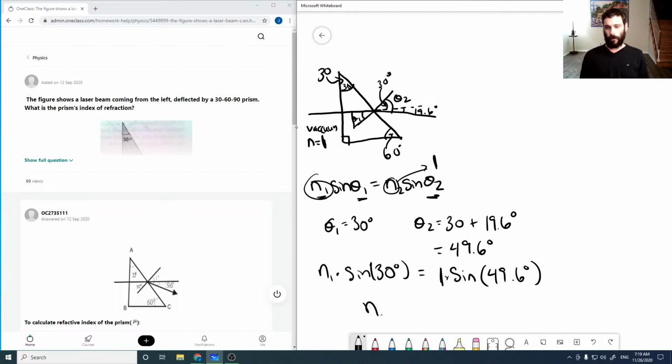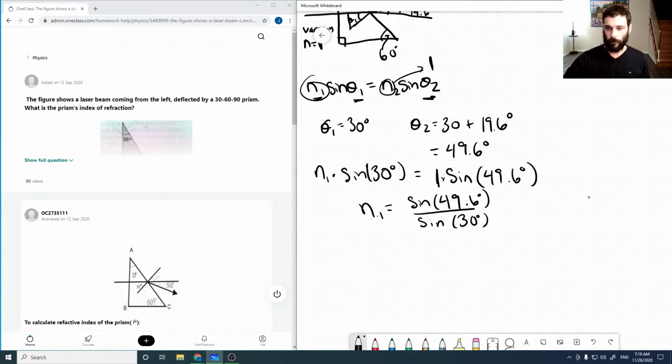So then n1 is the sine of 49.6 degrees over the sine of 30 degrees, which, when we run this through our calculator, comes out to be 1.523. So the index of refraction of our prism is 1.523.